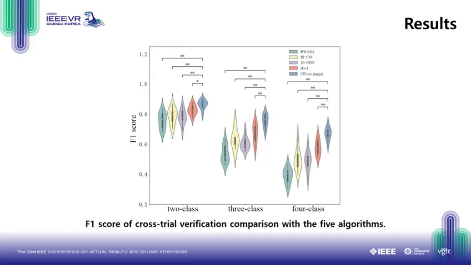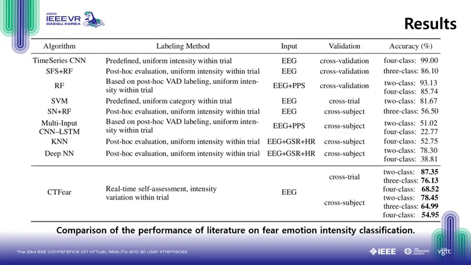The figure presents box plots of F1 scores for 5 algorithms across 3 tasks, showing that our method consistently outperforms the baseline. We further compared end-to-end performance across labeling strategies, input data types, and algorithms. Compared with prior work, our approach combines finer-grained labeling with richer time-frequency representations and a deep model for complex tasks, substantially improving fear classification accuracy.